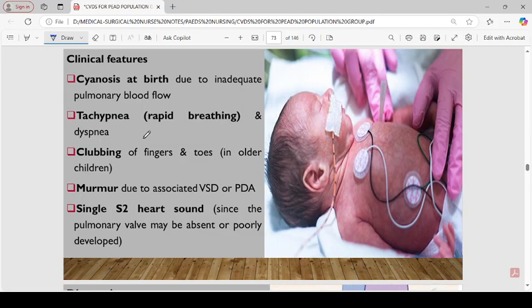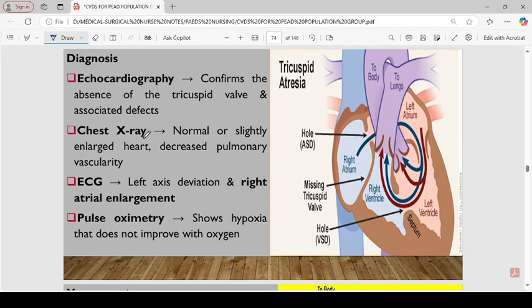Clinical features of a child with tricuspid atresia include cyanosis at birth due to inadequate pulmonary blood flow. We also have rapid breathing and dyspnea, clubbing of fingers and toes in older children, murmurs due to associated ventricular septal defect or the patent ductus arteriosus, and a single heart sound since the pulmonary valve may be absent or poorly developed. So it will be single instead of the double.